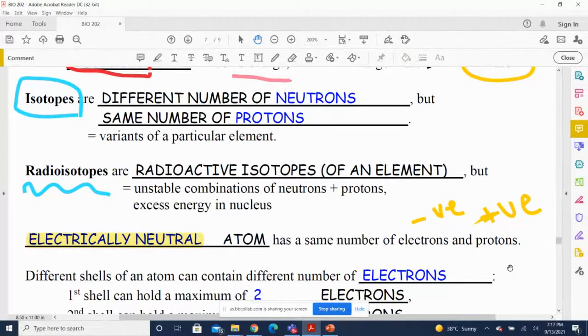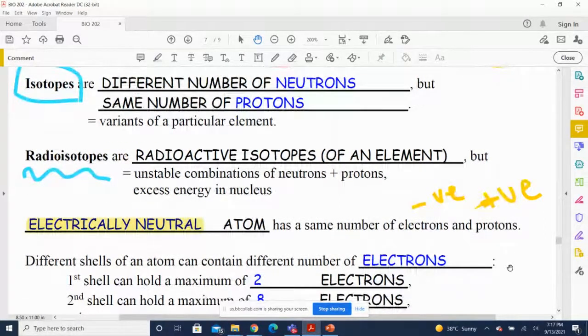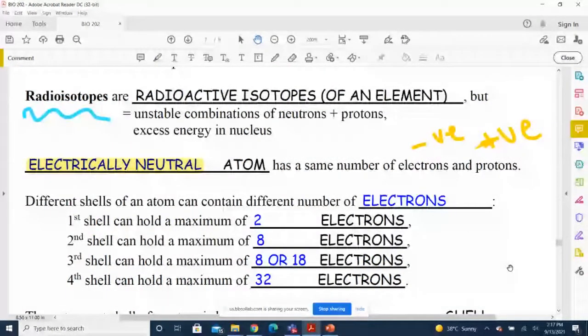Then we talked about the fact that different shells of an atom could contain different numbers of these electrons, and this follows a predetermined formula. So the first shell can contain a maximum of 2 electrons, the second a maximum of 8, and the third one, it gets a little bit more complicated.